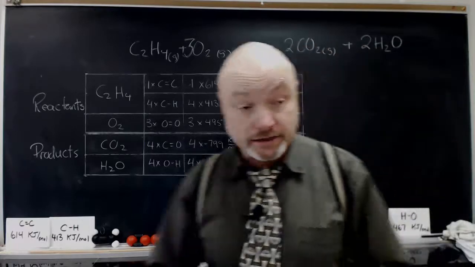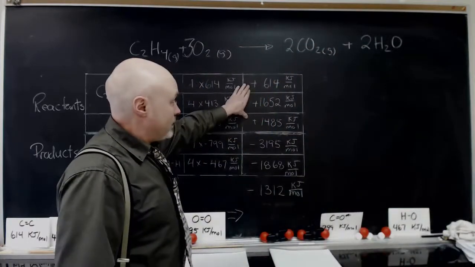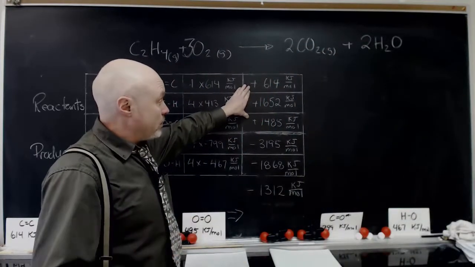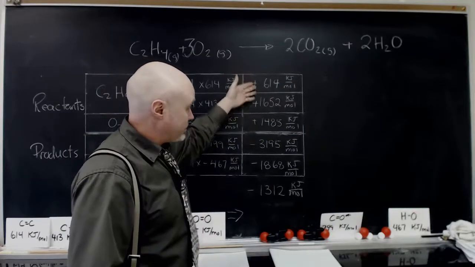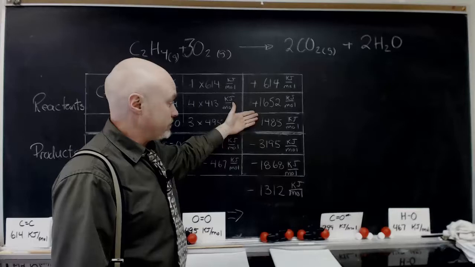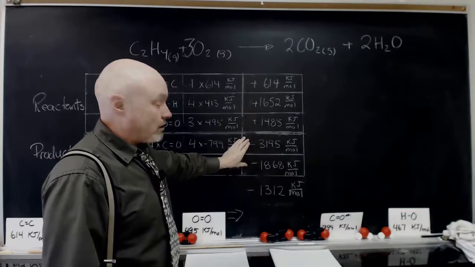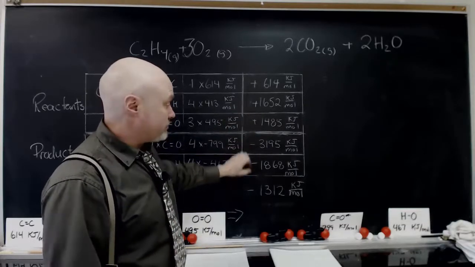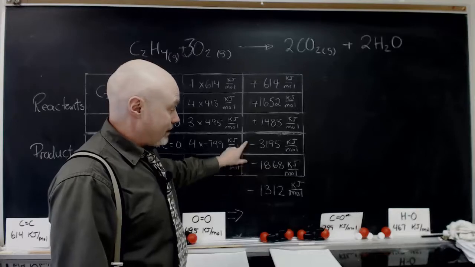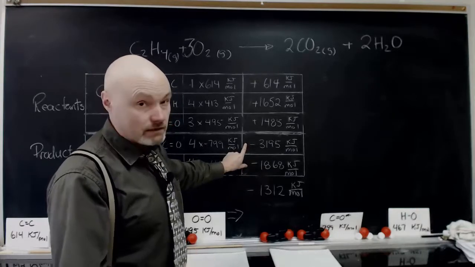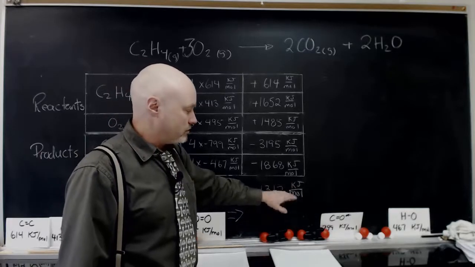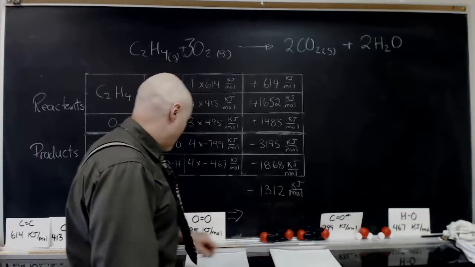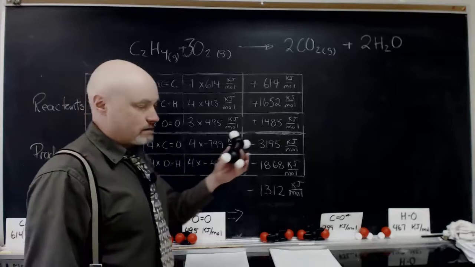And so when I'm done the entire calculation, I take all the energy that was involved in breaking the bonds, in other words, all the energy I had to put into the system, and so that becomes a positive here. I subtract out all of the energy that gets released from the system, and that's why this is negative. It's because it's leaving the system, and then when I add them together, I get 1,312 kilojoules for every mole of ethene that gets burned.